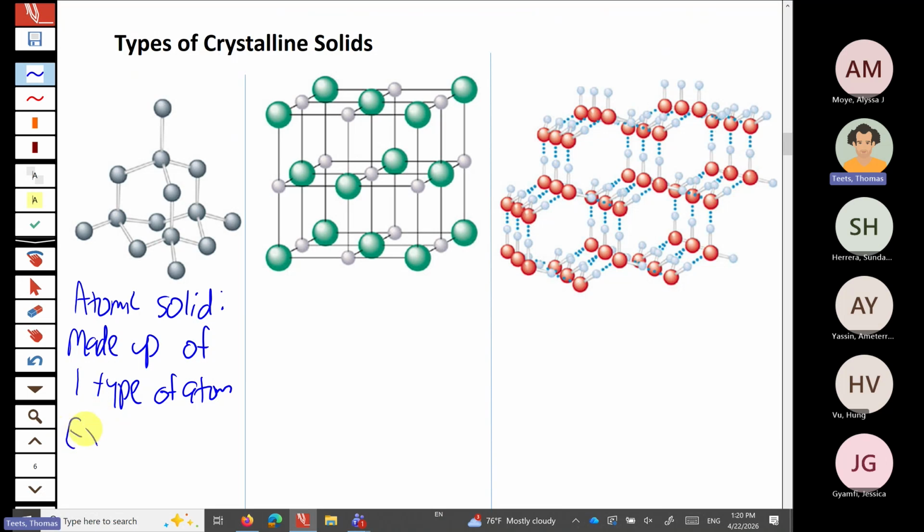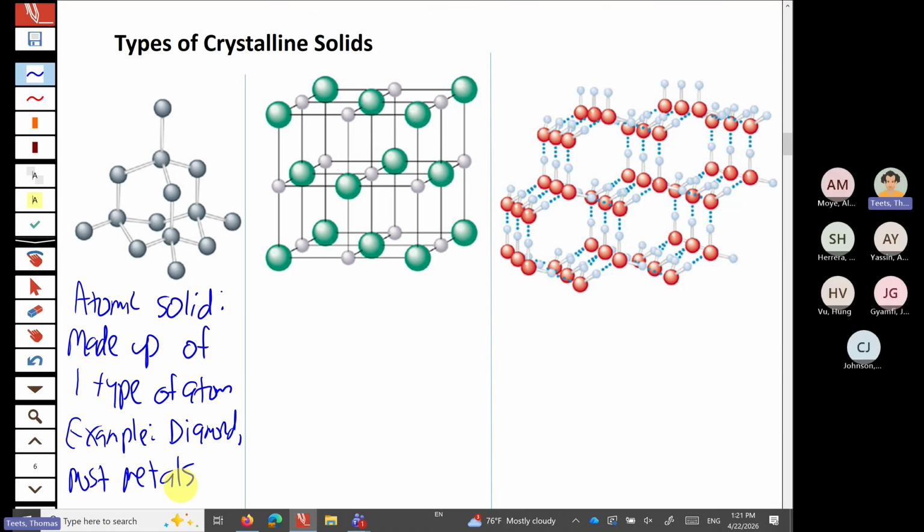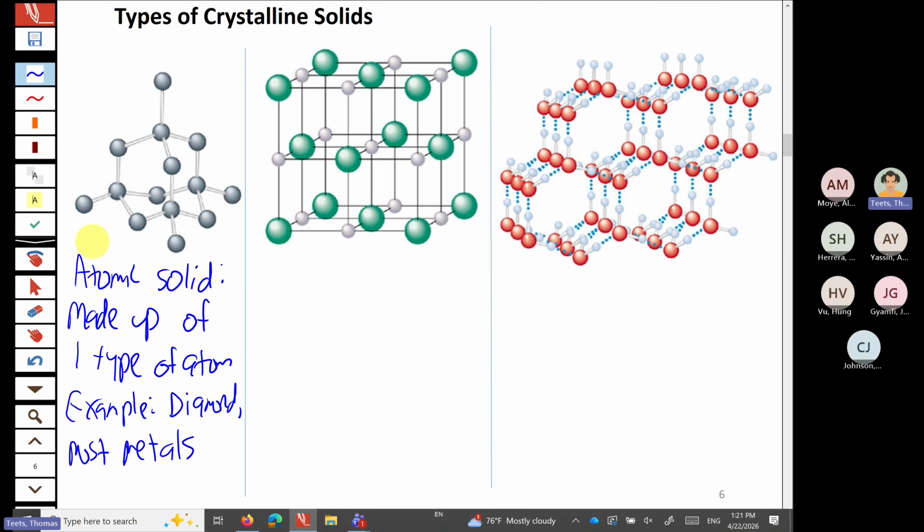So examples of atomic solids include diamond, which is a crystalline form of elemental carbon, and most metals. We're going to talk a lot about metallic structures today that fall into this category as well. So most metals on the periodic table exist as solids, and often they're in crystalline form, and they would be classified then as an atomic solid because they're just made up of metal atoms arranged in a regular pattern.